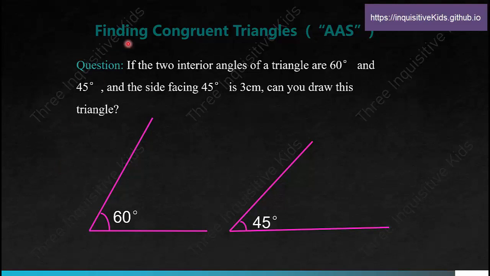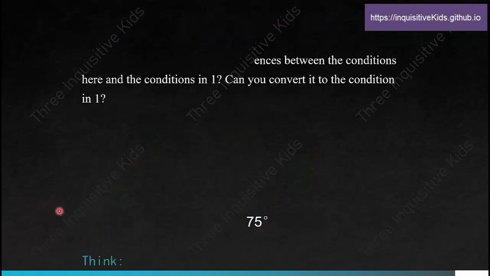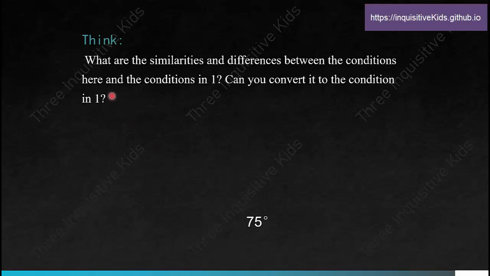Then the side facing this 45 degrees is 3 centimeters. Can you draw this triangle? So out of this angle, and this side, that's 3 centimeters. I should write that. 3 centimeters. Can you make a triangle out of it? Think. What are the similarities and differences between the conditions here and the conditions in 1? Can you convert it into the conditions in 1?